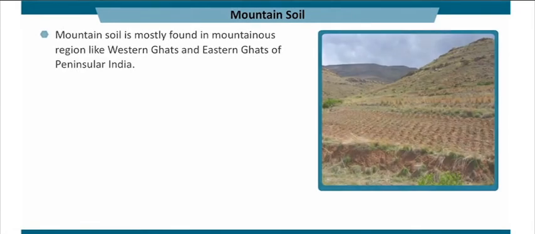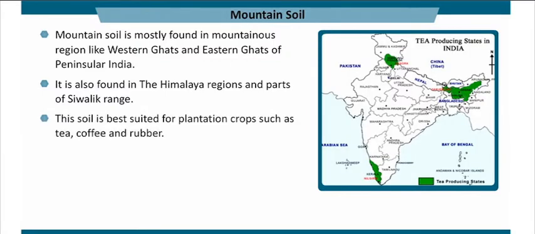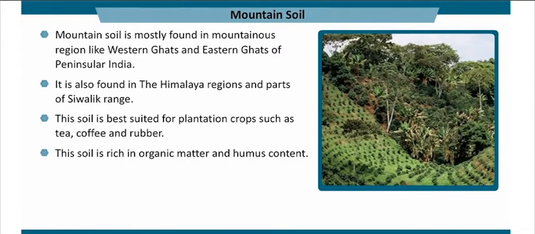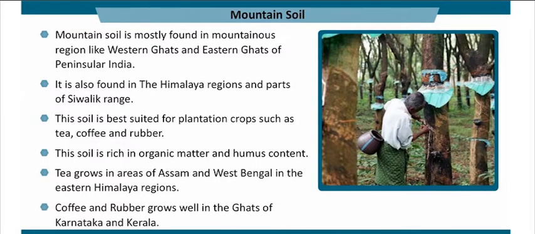Mountain soil. Mountain soil is mostly found in mountainous regions like the Western Ghats and Eastern Ghats of Peninsular India. It is also found in the Himalaya regions and parts of the Sivalik range. This soil is best suited for plantation crops such as tea, coffee and rubber. It is rich in organic matter and humus content. Tea grows in areas of Assam and West Bengal in the eastern Himalayan regions. Coffee and rubber grow well in the Ghats of Karnataka and Kerala.